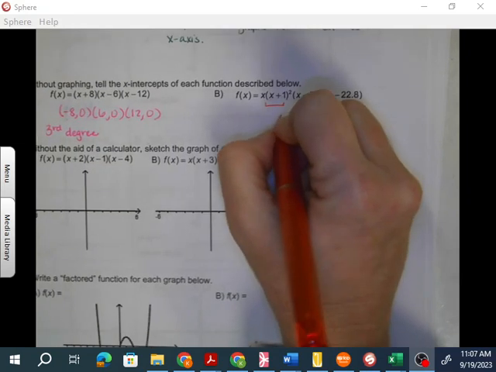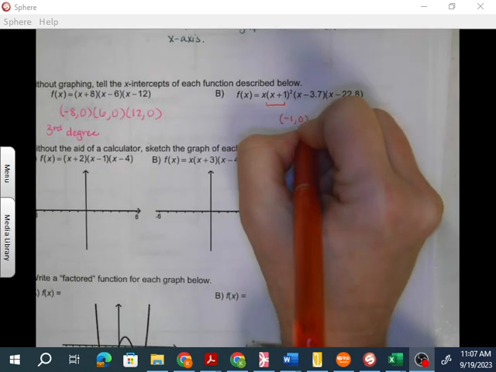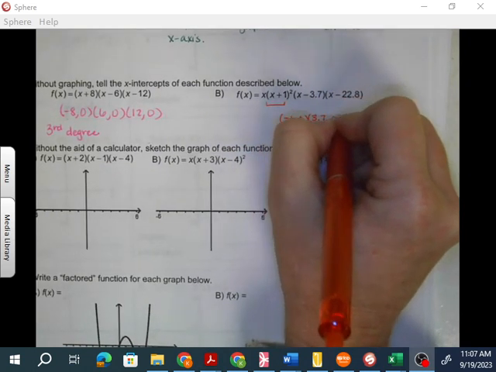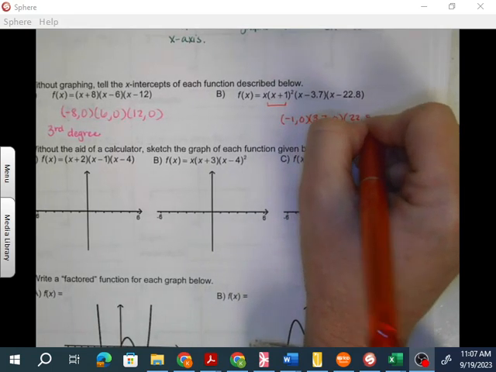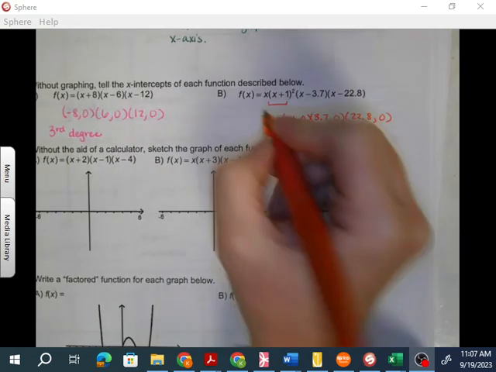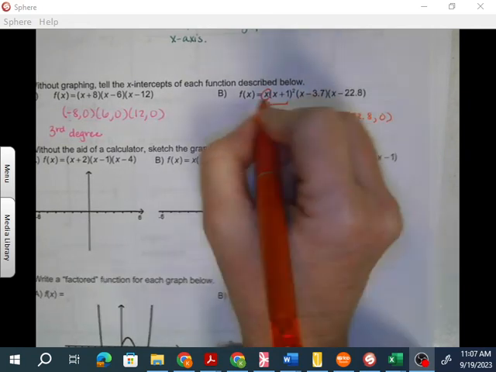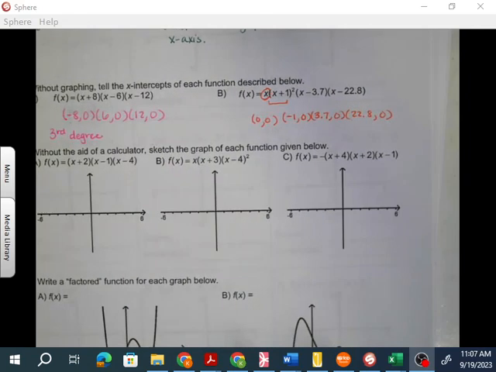So I know that I have one at -1, 0. I have one at 3.70. I have one at 22.80. And there's one more at 0, 0. This is the one, whenever you have an x by itself in the front, that is also an x-intercept. That one gets left out a lot, so try not to forget that.